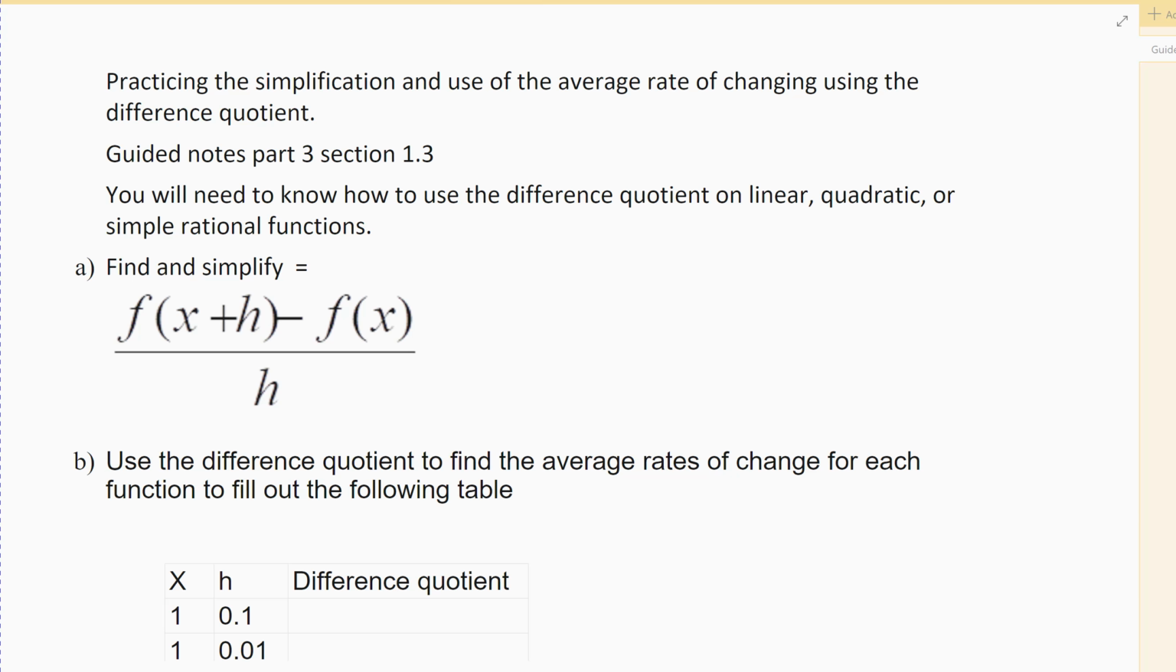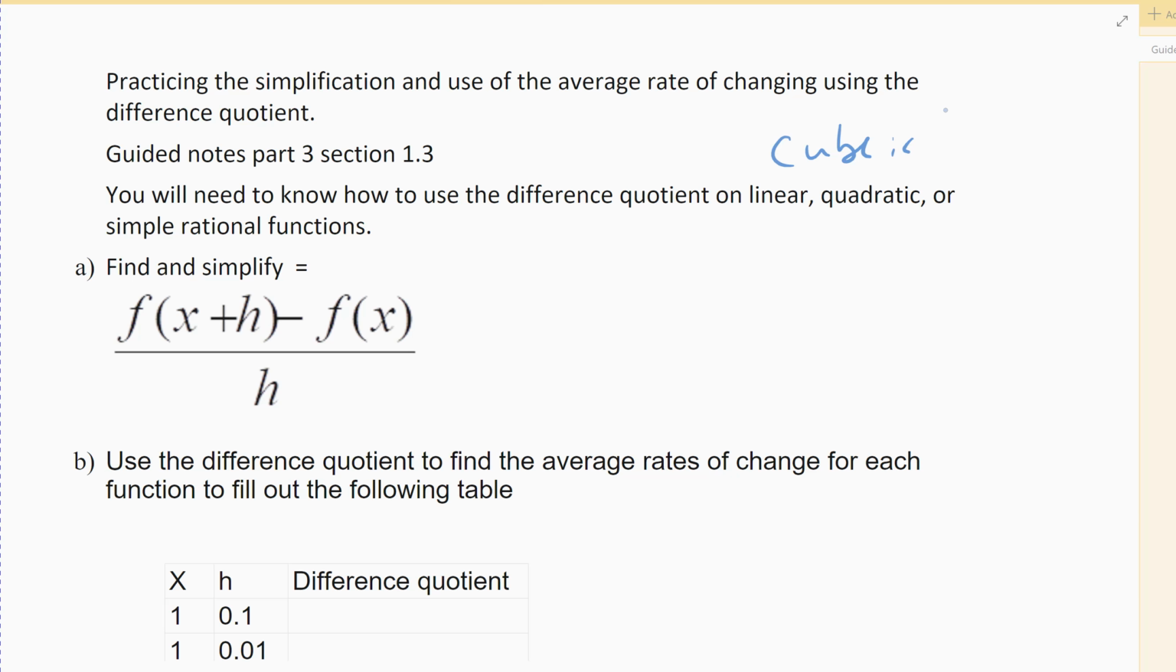You will have to be able to use the difference quotient for linear, quadratic, or simple rational functions. Actually, I forgot cubic in there as well, and a simple cubic. Whenever they say the difference quotient, what they mean is f of x plus h minus f of x, all divided by h, which again can't be 0. Remember, that represents the change in x.